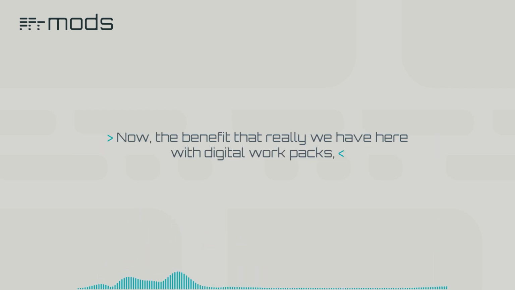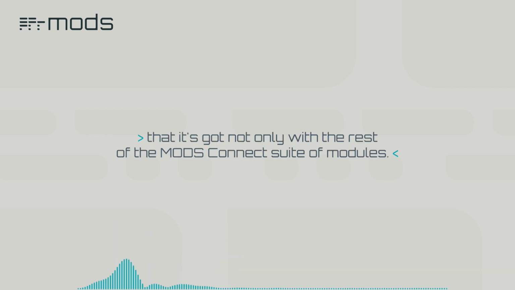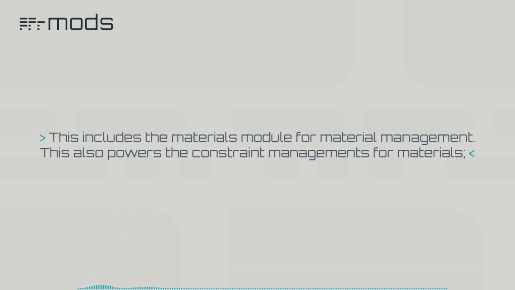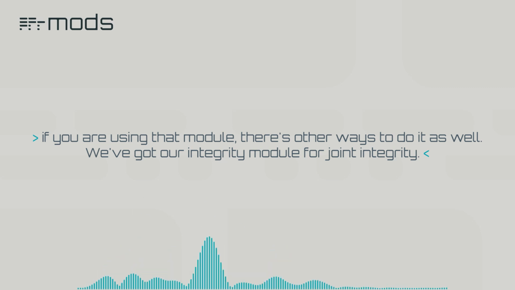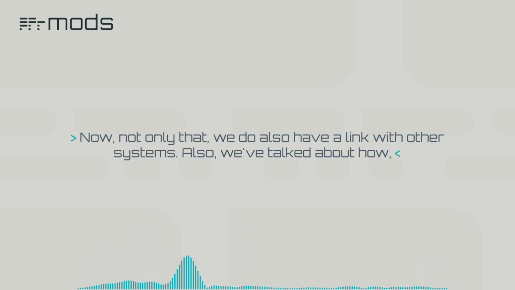the benefit, what we really have here with digital work packs, specifically Mods Connect digital work packs, is the integration that it has not only with the rest of the Mods Connect suite of modules. This includes the materials module for material management, which also powers the constraint management for materials if you are using that module, though there are other ways to do it as well. We've got our integrity module for joint integrity, and our completions module for our ITRs, punches, handovers, all that kind of thing. Not only that, we also have links with other systems.